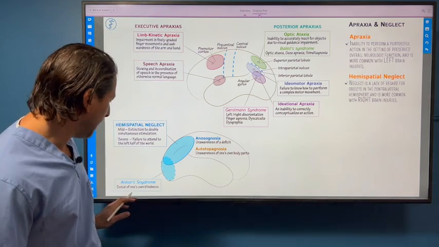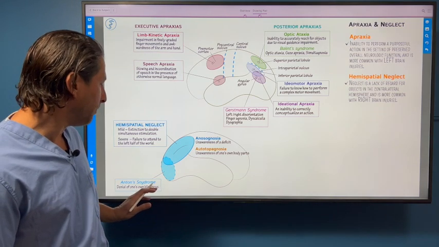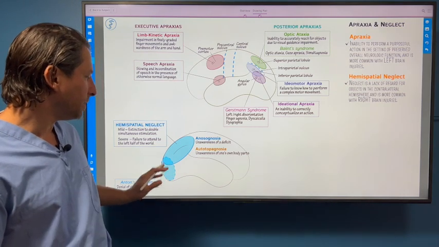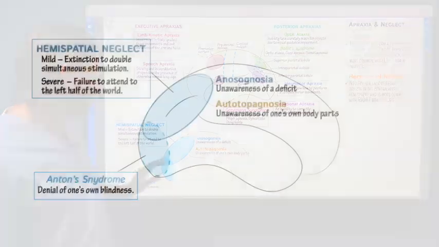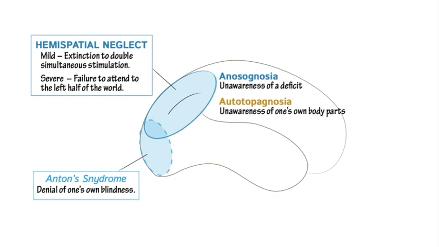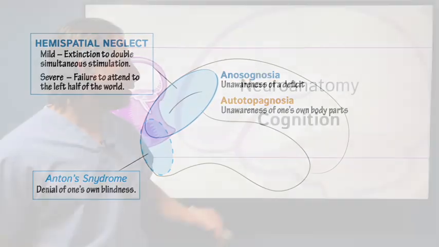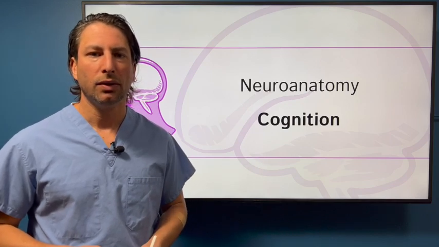And then there's something called Anton syndrome, which is a denial of one's own blindness. So it's a posterior occipital region, because that's where vision is, but it involves the awareness center, so it's a denial of one's own blindness. So that's a quick trip through some high-yield topics in neurocognition.